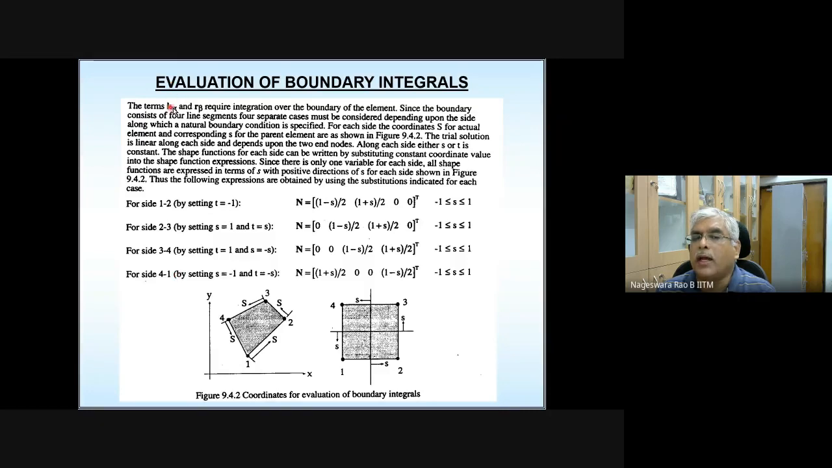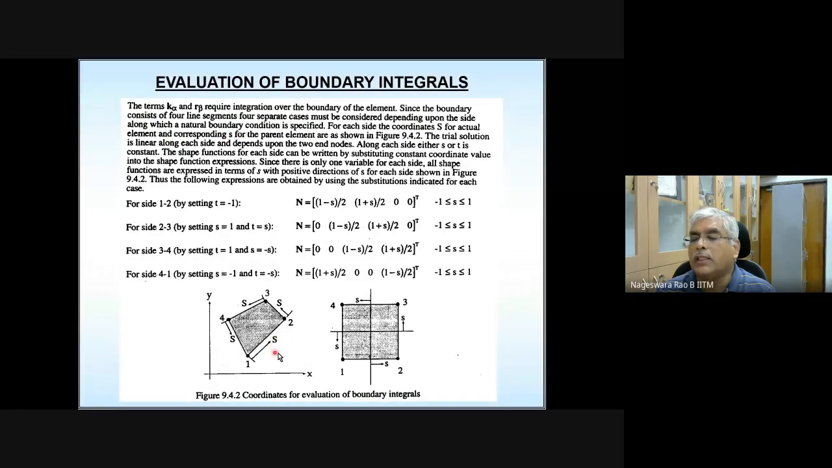And the terms k alpha and r beta require integration over the boundary of the element. Since the boundary consists of 4 line segments, 4 separate cases must be considered depending on the side along which the natural boundary condition is specified, similar to what you did for the triangular element. For each side, the coordinates S for the actual element and the corresponding s for the parent element are shown.